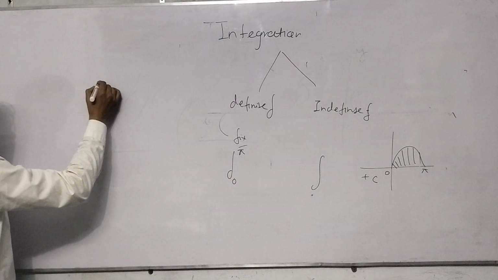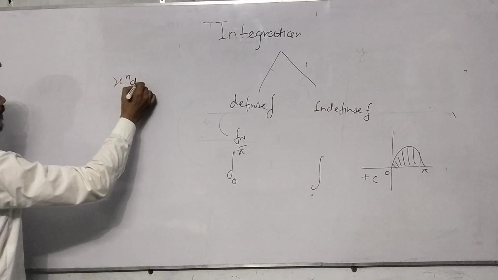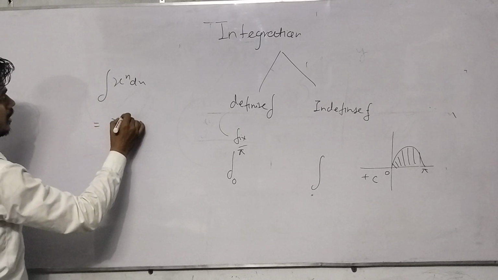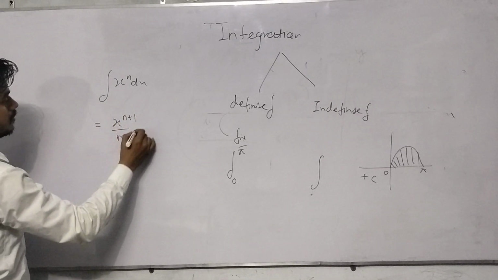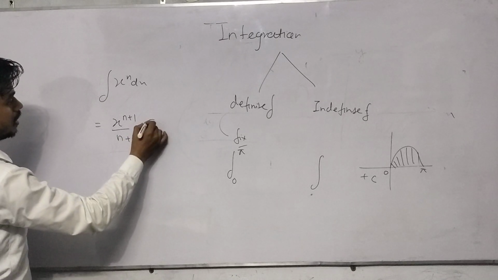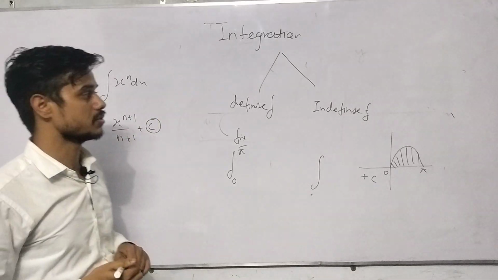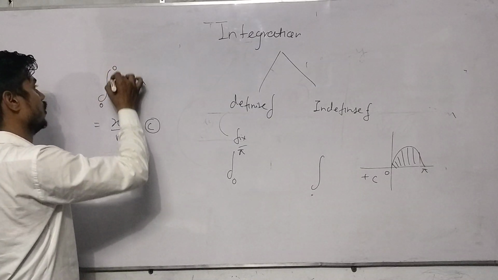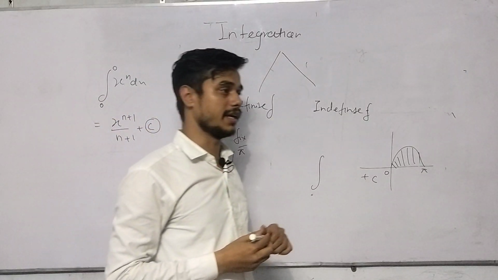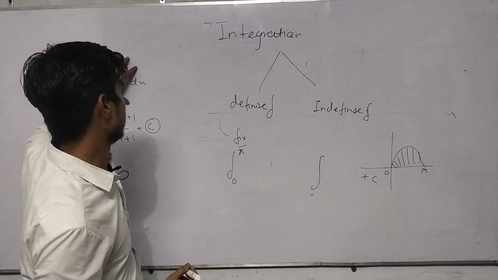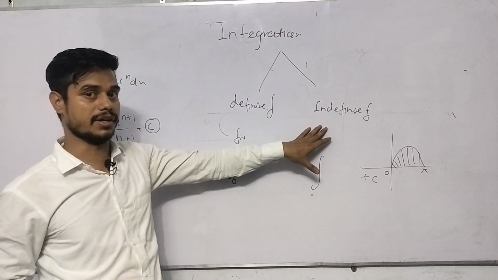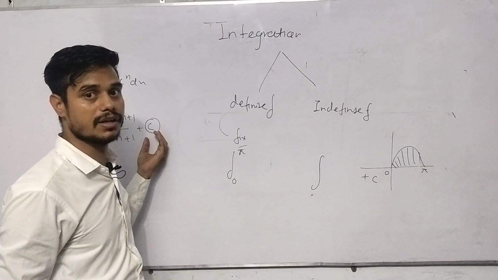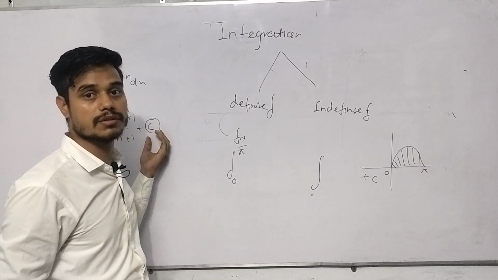The general equation will always be, suppose, x to the power n dx integration, x to the power n plus 1 divided by n plus 1, plus c. C will always appear in indefinite integrals, because there is no value, or because there is no limit. In that case, this type of integration will be part of the indefinite integrations. So in the indefinite integration, we always use the c.